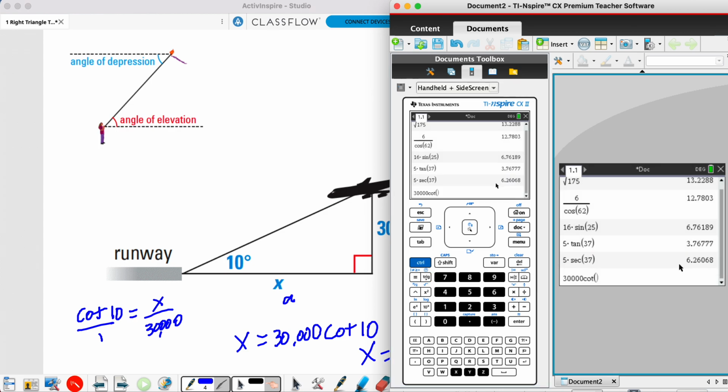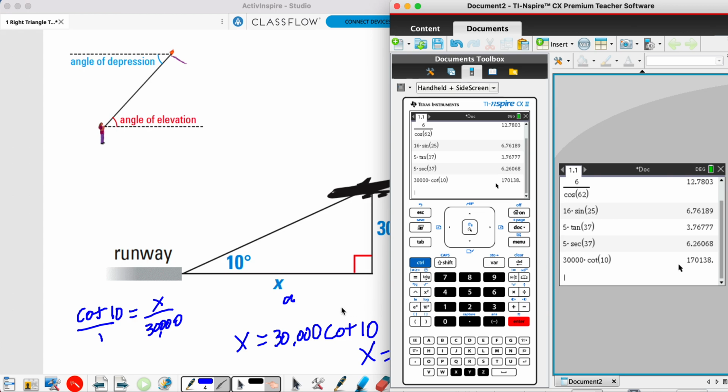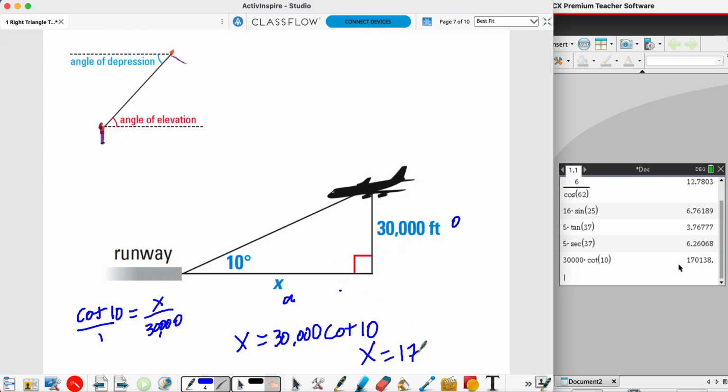Cotangent of 10, and we get 170,138 feet horizontally. So whenever you see angle of elevation or angle of depression, that is just the angle in which you're looking up or down from horizontal. And that wraps us up with our big trig review.